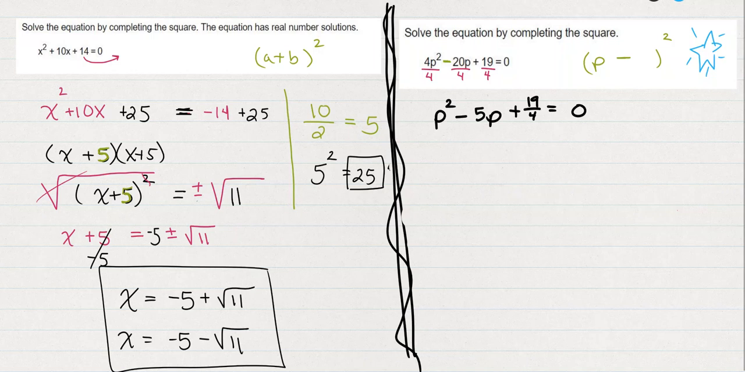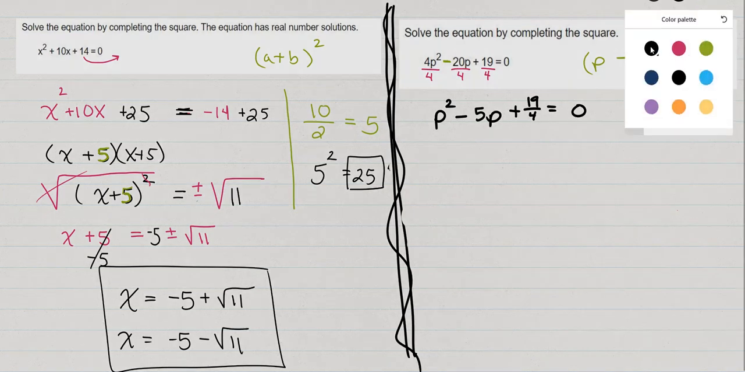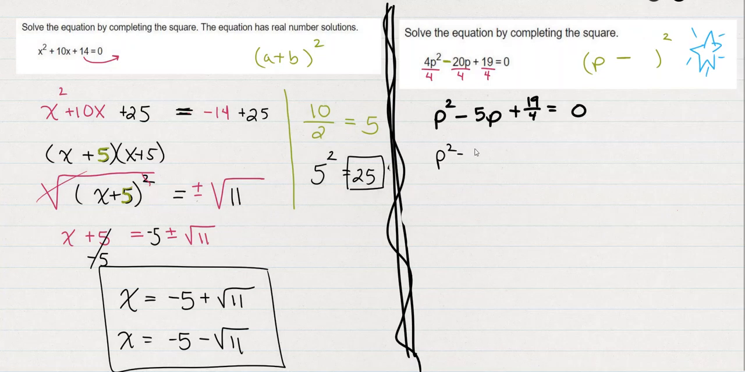Now for the second example, it is a little bit different because we have a coefficient of the p squared. So what I'm going to need to do first to use the completing the square method is divide everything by 4 so that I have a flat p squared with a coefficient of 1. If I divide 4p squared divided by 4, negative 20p divided by 4, 19 divided by 4, it looks a little messier because we have a fraction, but it's very doable, so don't panic at that point. And just follow the same method.